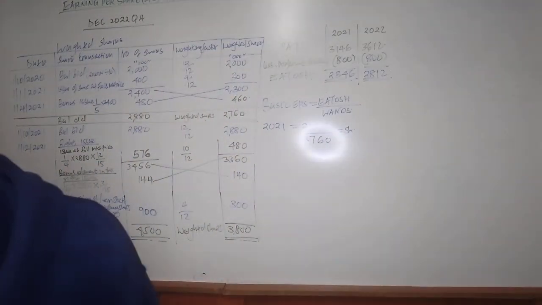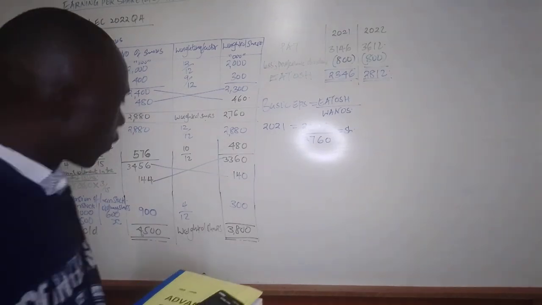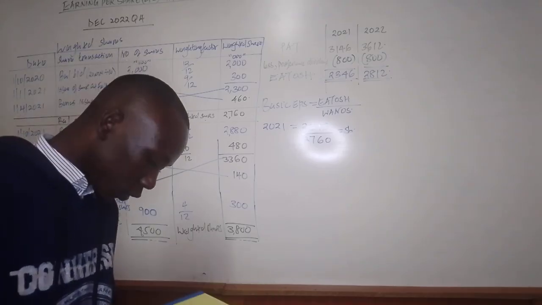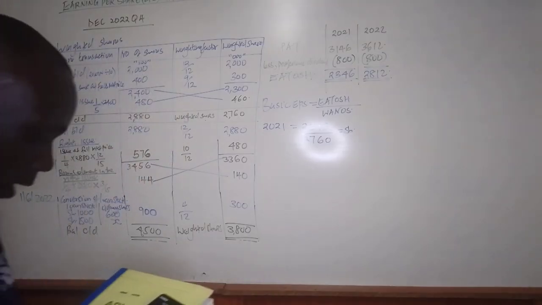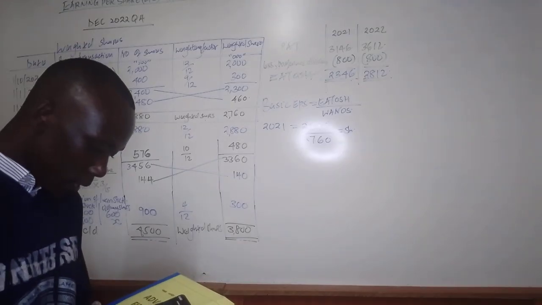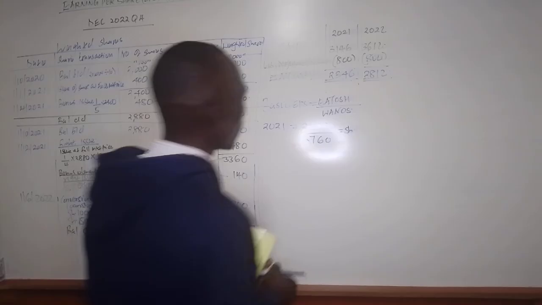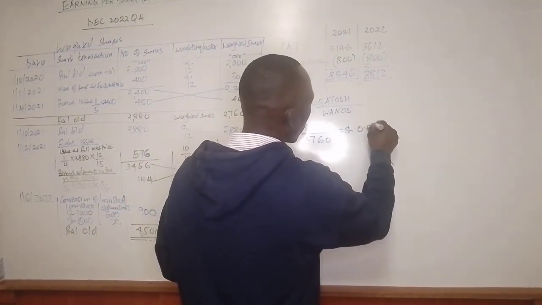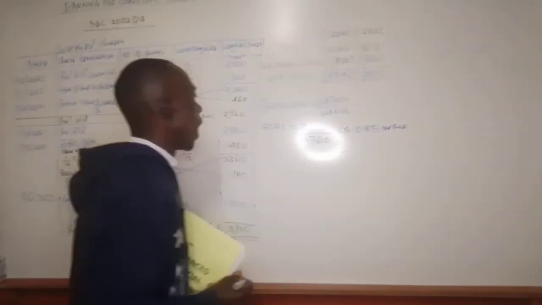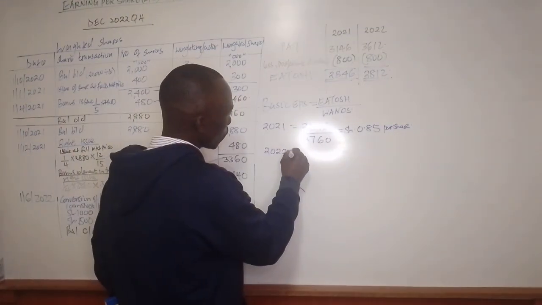So you are going to have how many shillings? How many shillings are you having in this case? It will be 23.46. Then we divide by 27.60. So we are having how much? It is shillings 0.85. 0.85 per what? Per share. 0.85 per share. Then we have the year 2022.